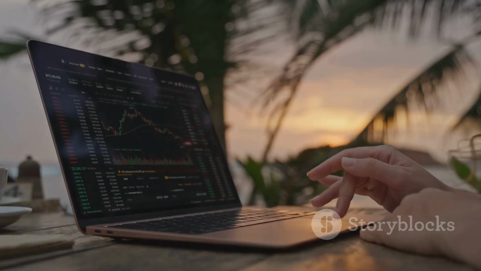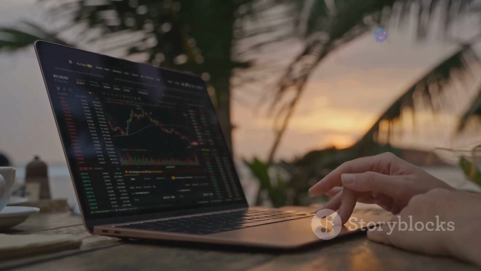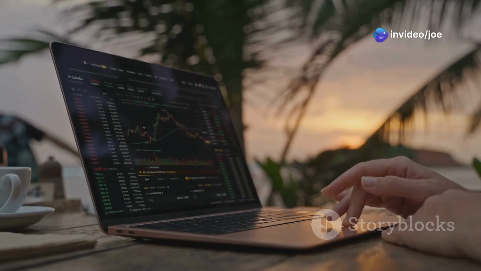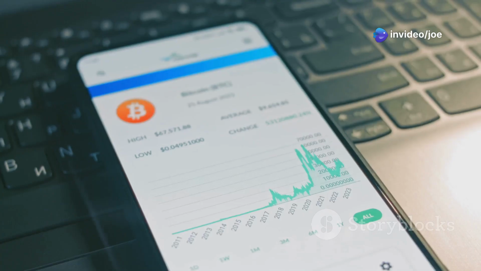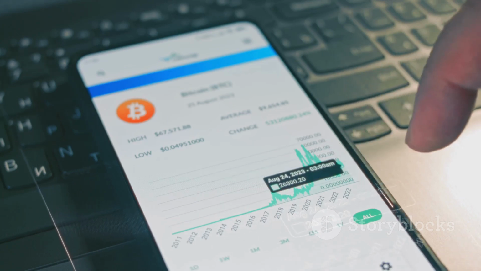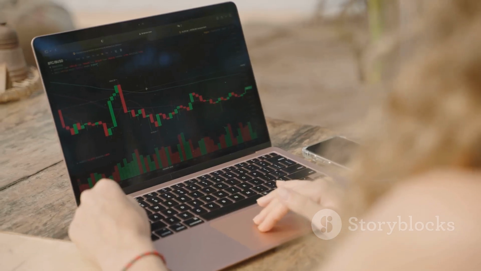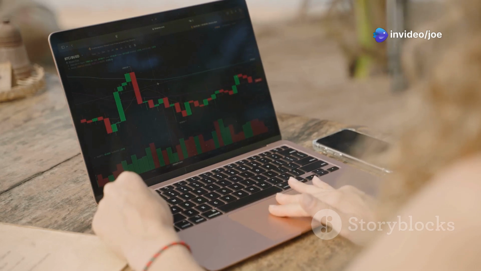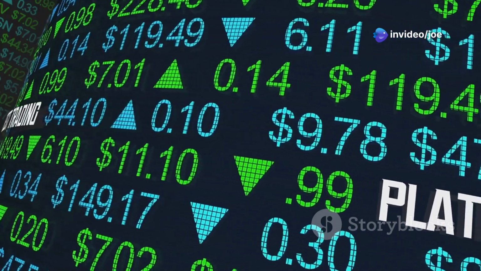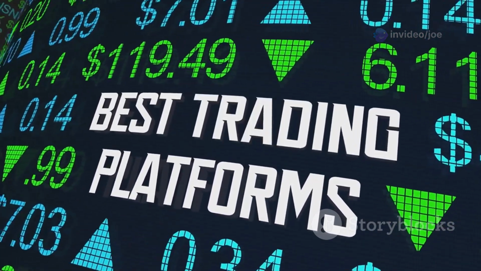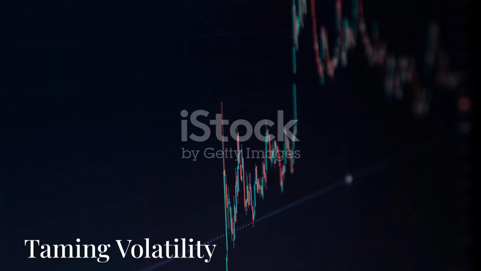For example, if you see a cryptocurrency with an RSI of 80, it might be a good time to tighten your stop-loss orders or take some profits off the table. Or if you're looking to buy, an RSI of 25 could indicate a potential entry point. The key with RSI, like with any indicator, is to use it as part of a broader trading strategy. Don't rely on it in isolation. Combine it with other indicators and your own analysis to make more informed decisions.